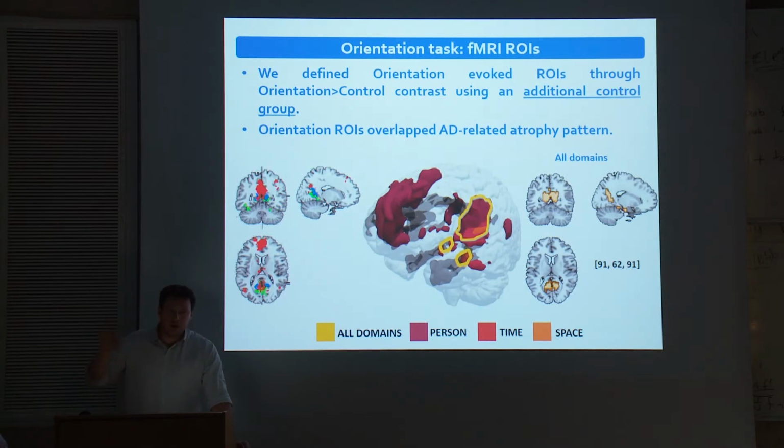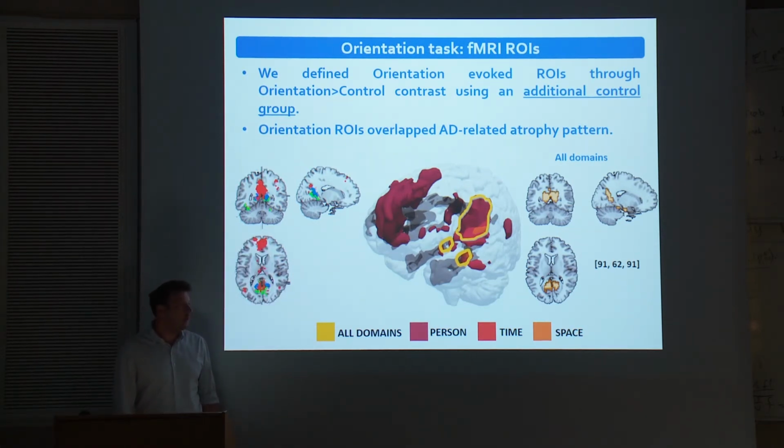So we took another control group and defined these orientation-evoked regions. These could be segmented, and we did work on that, according to the three domains: the space, time, and person domains, presented here by the different colors, and here using a different color scheme. Sorry for that, we don't see my mouse.